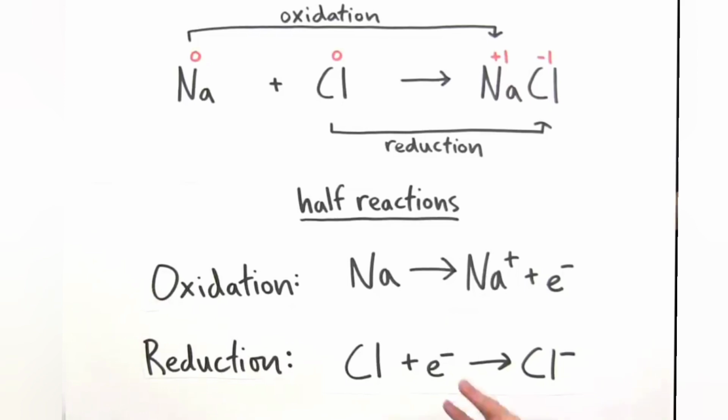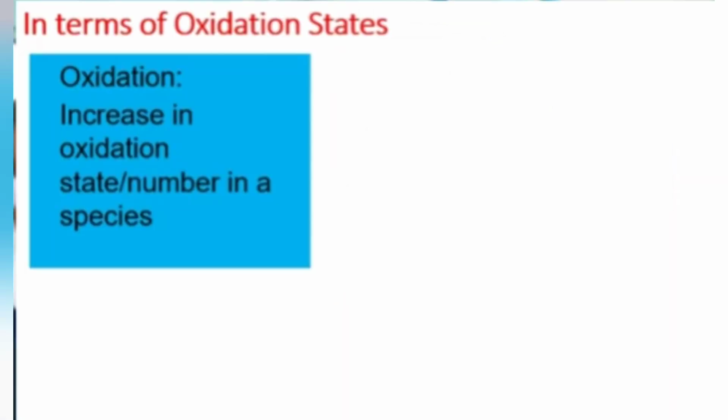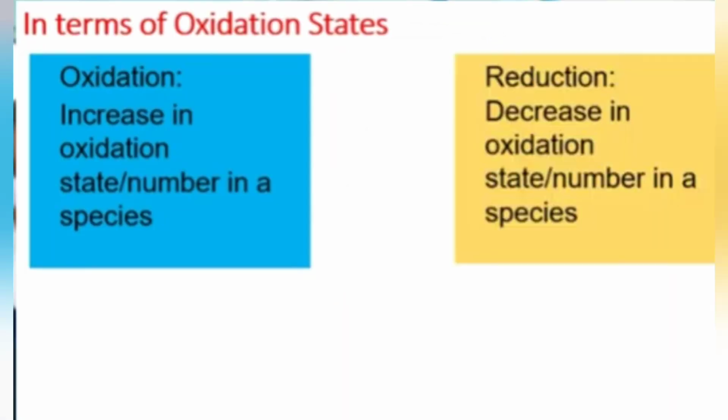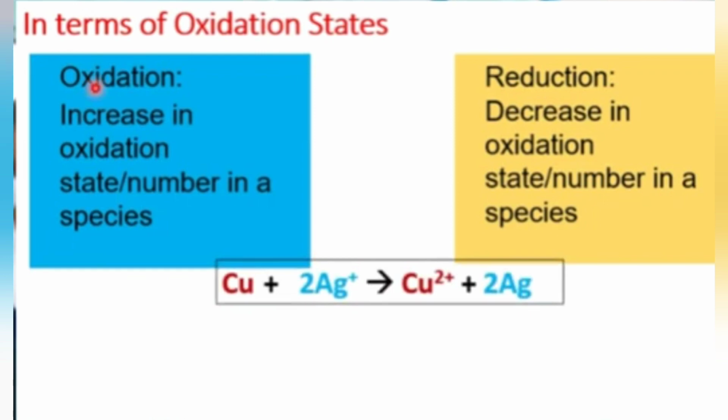You can see the half reaction for oxidation, and you can see the half reaction for what? Reduction. Remember we earlier said oxidation leads to an increase in oxidation number, is it not? Or what we call oxidation state, while reduction leads to what? A decrease in what? Oxidation number or oxidation what? State. Let's look at an example.